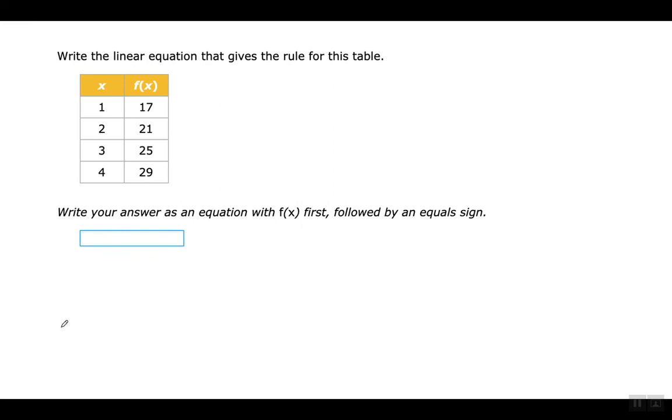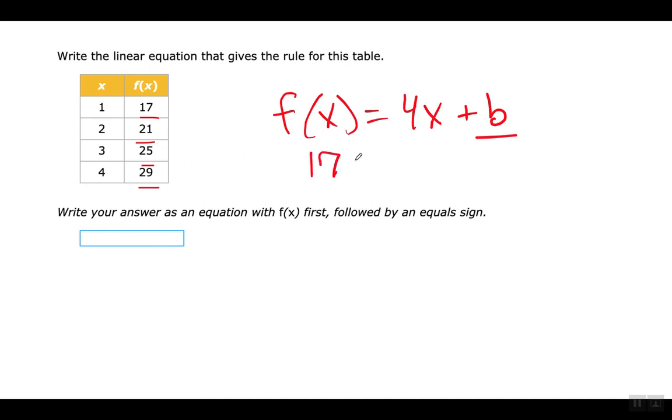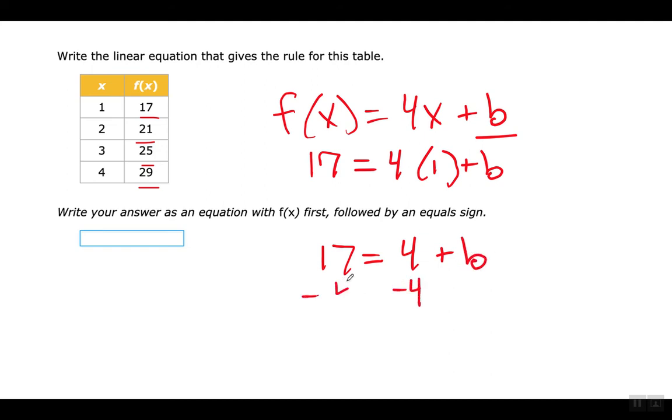All right, moving on. Okay, so in this one, if you look at the f of x, they're all going up by 4. So my slope is going to be 4, okay? Now to solve for the y-intercept, I'm going to substitute 17 for f of x and 1 for x. That's going to give me 17 equals 4 plus b. So now I'm just going to subtract 4 from both sides, and that's going to give me 13. So f of x is going to equal 4x plus 13.